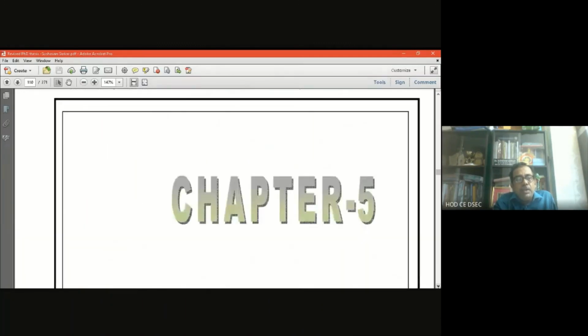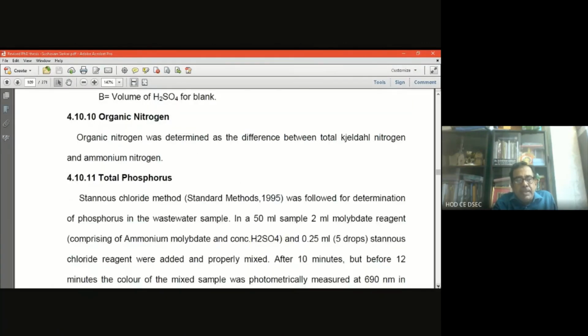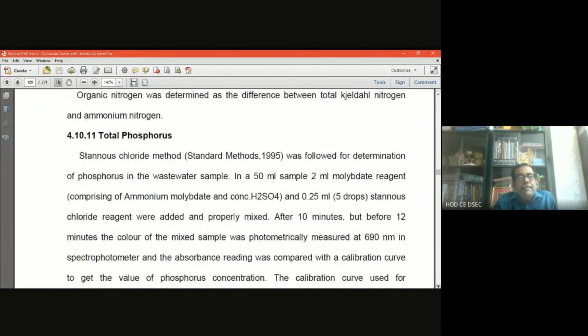Now total phosphorus. I will close it today after discussing this phosphorus. This is one of the characteristics in wastewater, a nutrient parameter in the wastewater that you must check. Stannous chloride method, that is the standard method. The stannous chloride method is being used for determination of the total phosphorus in the wastewater. It was followed for determination of the phosphorus in the wastewater sample.